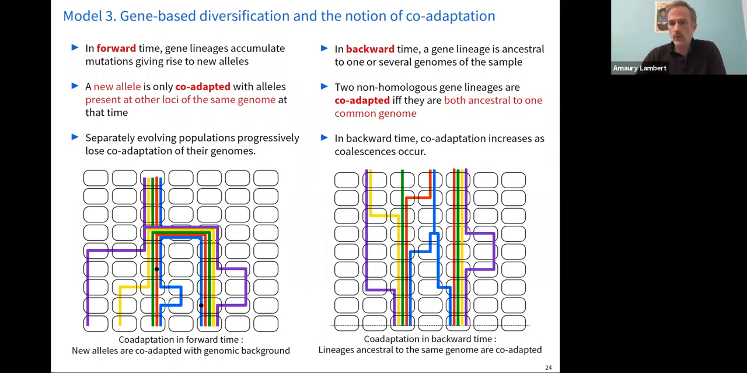Because of this conditioning, we assume that all the genes that are ancestral to the same genome are co-adapted. Okay, and we will use this notion of co-adaptation to construct the model. So for example, the blue lineage on the right is co-adapted with every lineage, at least the part on the top of the picture, because it is ancestral to the two genomes.